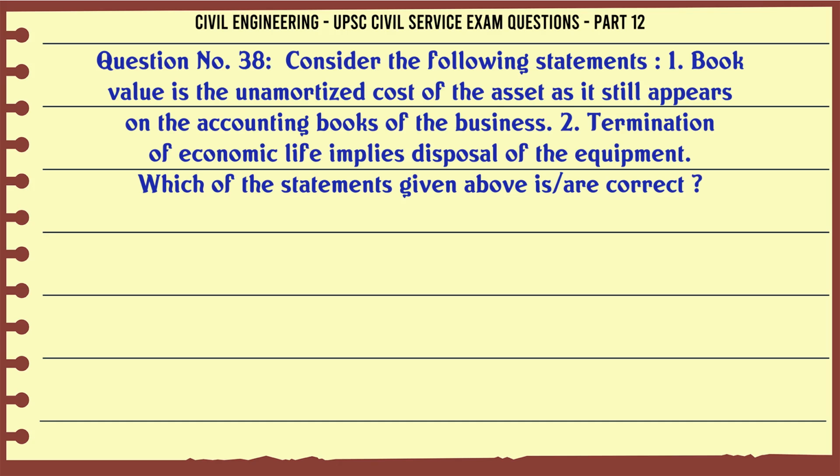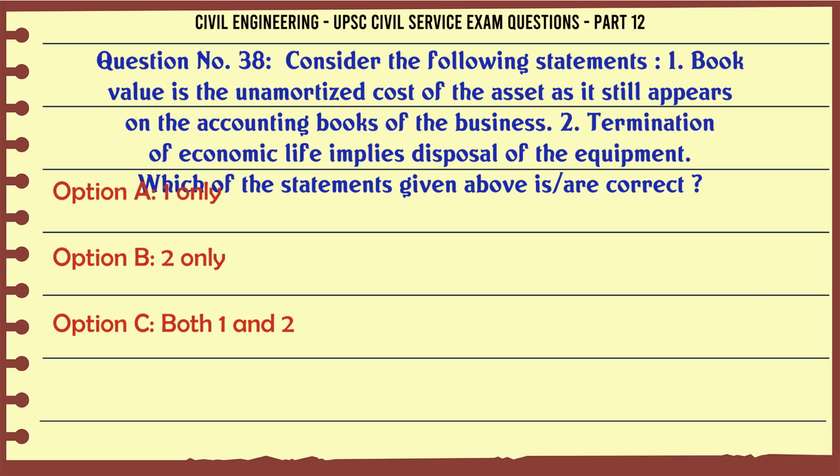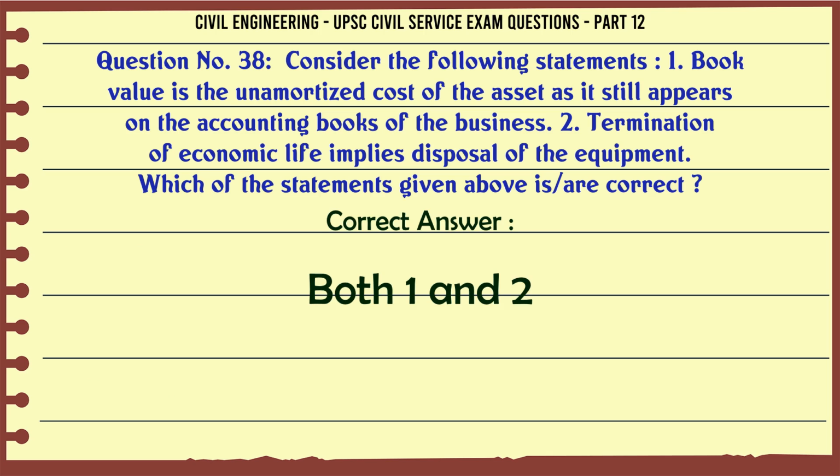Consider the following statements. 1. Book value is the unamortized cost of the asset as it still appears on the accounting books of the business. 2. Termination of economic life implies disposal of the equipment. Which of the statements given above are correct? A, 1 only; B, 2 only; C, both 1 and 2; D, neither 1 nor 2. The correct answer is both 1 and 2.